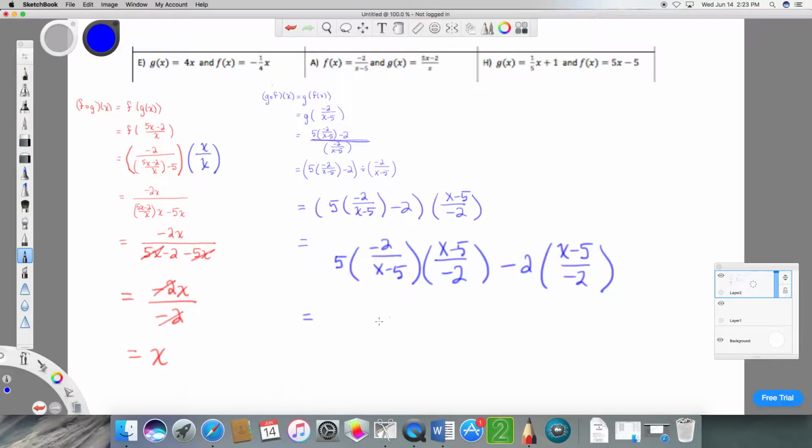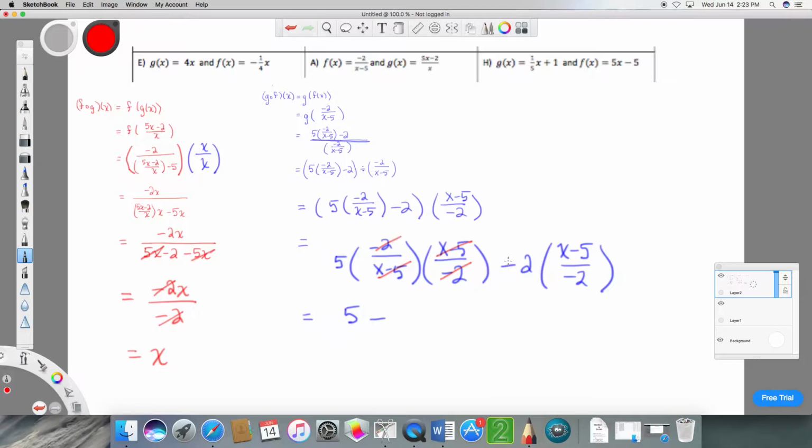Well, things start to clean up nicely because we have a lot of common factors here. Since these two factors are inverses of each other, their product is just the number 1. So these 3 factors all multiply together to give us 5. And then in this second term over here, I want to be careful here.